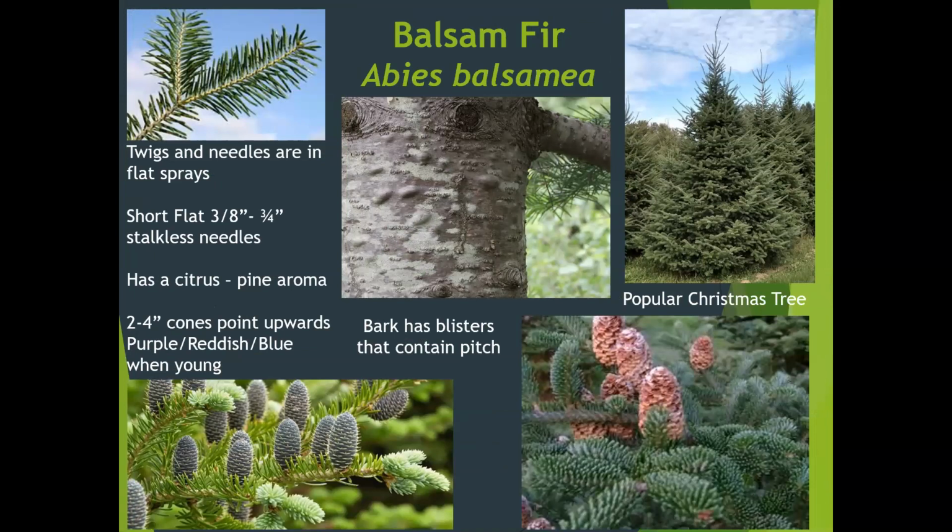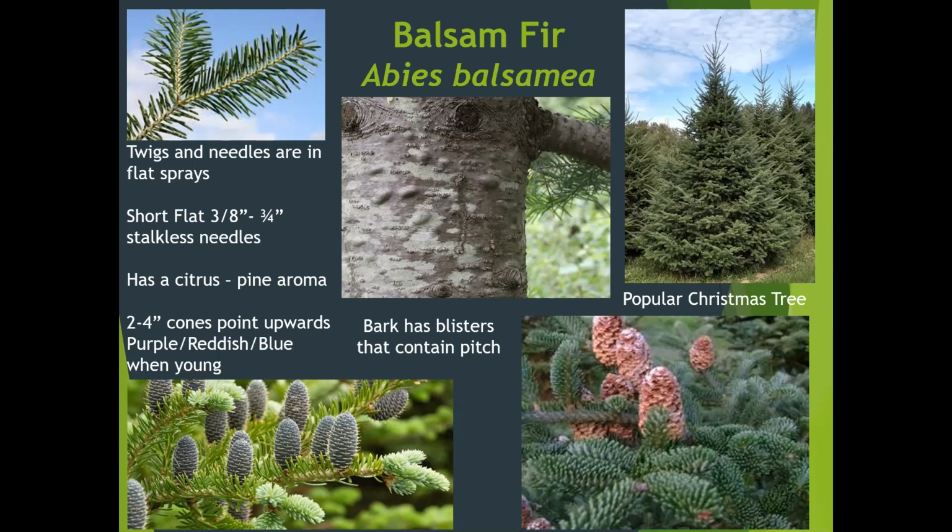Moving on to balsam fir. Firs also have flat needles and twigs as well, so they kind of go off in a flat direction. They can be rounded, but if you were to press down on them, they would flatten out. They have short, flat needles, 3/8 to 3/4 of an inch long, and they're stalkless. Unlike the hemlock that has a tiny little bract at the bottom, these don't. They're just attached straight to the twig. So if you broke these off, it'd be a little bit smoother than a hemlock would be.